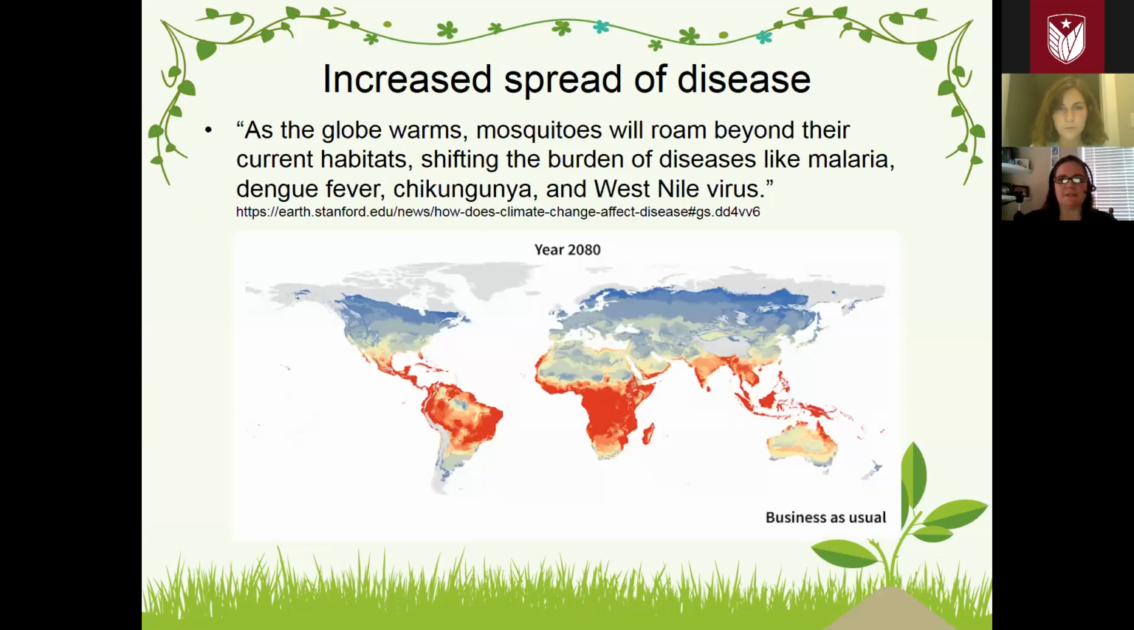And finally, the increased spread of disease. So as the globe warms, organisms like mosquitoes will be able to reach farther in the northern hemisphere. They will be able to come farther north and spread diseases like malaria and Zika that we heard about a few years ago, things like that.